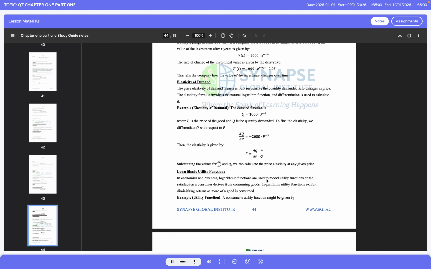Elasticity is then calculated by multiplying this derivative by price divided by quantity demanded, allowing firms to assess whether demand is elastic or inelastic at different price levels.